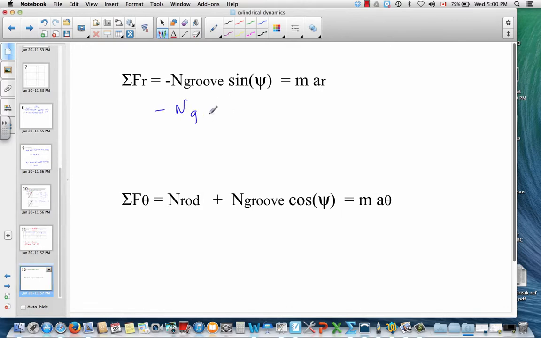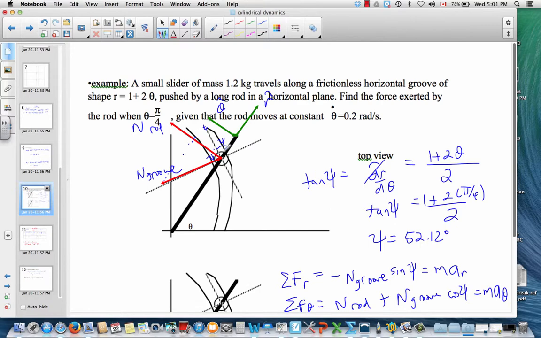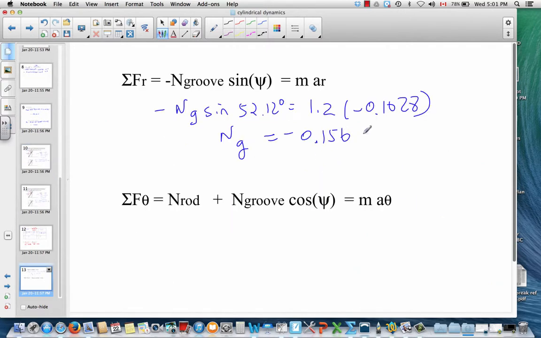So minus normal groove sine of the 52.12 psi angle is the mass, which is 1.2 kilograms, times the radial acceleration of 0.1028. So this gives a normal force in the groove that's actually negative. And the physical interpretation of that is just that I had drawn the marble touching this side of the track. Really, the marble should be touching this side, and the normal force in the groove should be pointed in the opposite direction. So it was just a bit of a guess. There's no harm done. I just got the wrong direction.